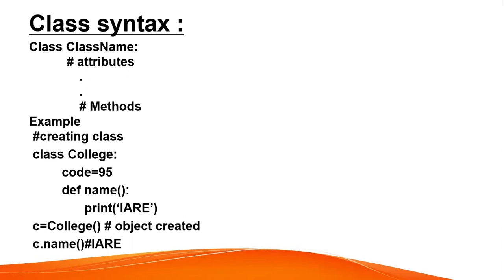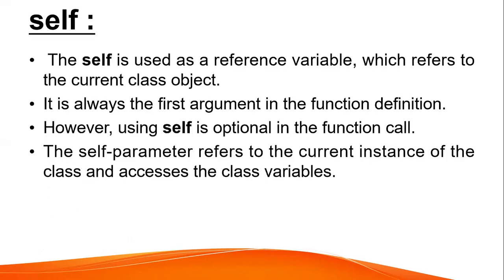Here print, and we take IARE. Here c is equal to college, c dot name, and the output will be given as IARE. Here c is college, and the object is created, which is next.